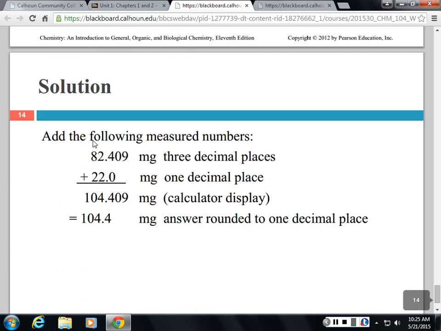Okay, and then we take our rules. Here we have 10th, 100th, 1000th place, 3 decimal places, and here we have 1. So if we only have 1 in one of our numbers, we can only use 1 decimal place in our answer. So in my calculator, I got 104.409. Okay? We did not measure that precisely for our milligrams. And so we have to go to that 10th place. Look next door, it's a 0, so it's obviously going to round down, and we get 104.4. So we have to round down to 1 decimal place.